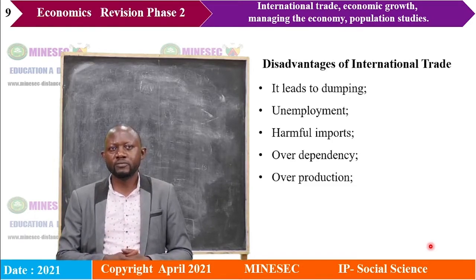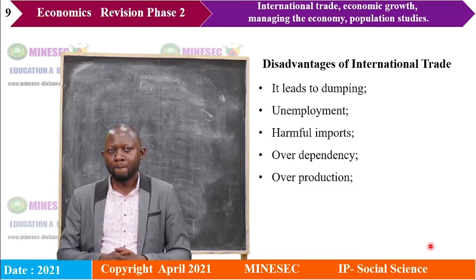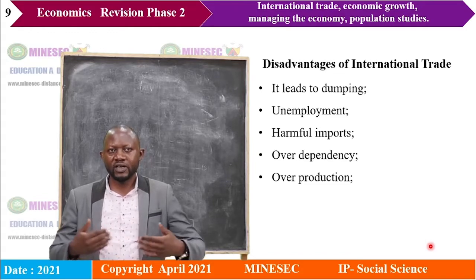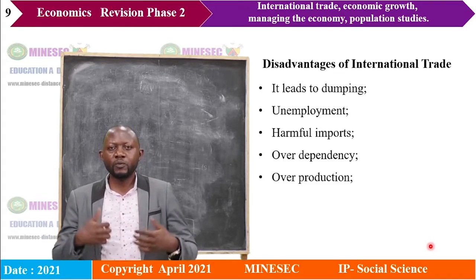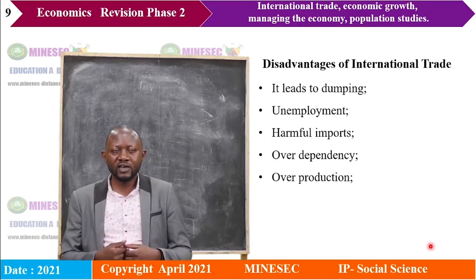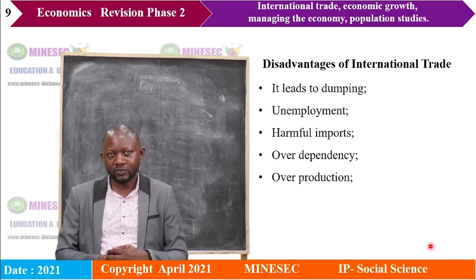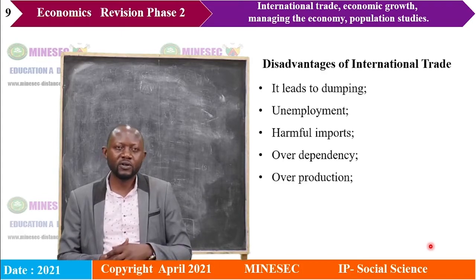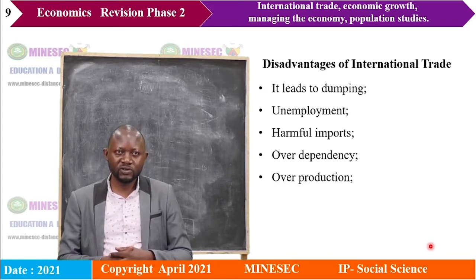It could equally lead to overproduction. Of course, the main advantage of specialization is that it leads to an increase in output. Now, when the output increases, and let's assume that there's a fall in world demand for that commodity, we're going to have unsold stocks that could lead to overproduction.